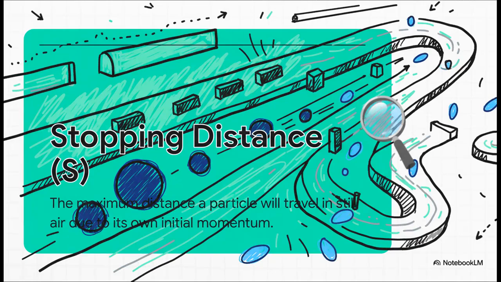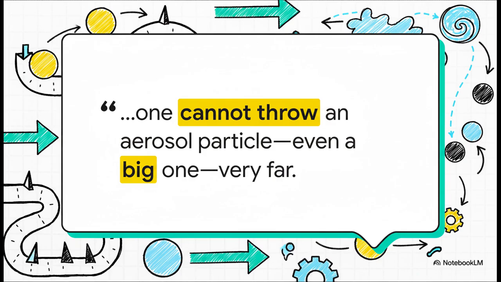This leads us right into the second key trait, stopping distance. This is all about that sluggishness we mentioned, or what scientists call inertia. If you could give a particle a push, its stopping distance is just how far it can coast before air resistance slams on the brakes. It's a perfect way to measure its, well, stubbornness. And this quote from the source material just nails it: because these particles are so incredibly tiny, air resistance is like hitting a brick wall. You just can't throw them.